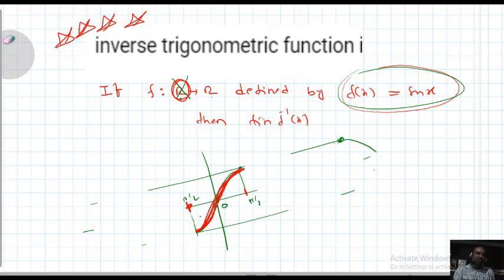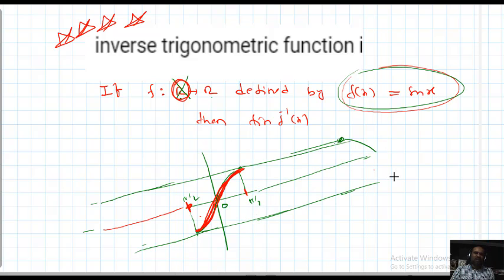This is only the graph of the sine function. Observe, it satisfies the horizontal line test. Draw any horizontal line, it intersects the graph at only one point. Observe any one. Means what happened?